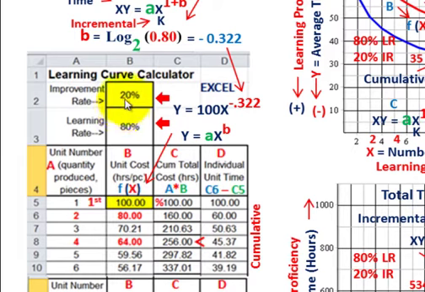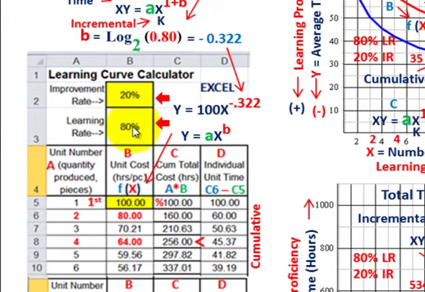What we're saying with our learning curve is every time we double our production, we're going to decrease our average time, or our unit time, or our total time to produce the product by 20%. If we were talking about a 90% learning rate, we would have a 10% improvement rate. If you double your production, you'd only be reducing your unit time by 10% with a 90% learning rate. Okay, so that's how that functions.